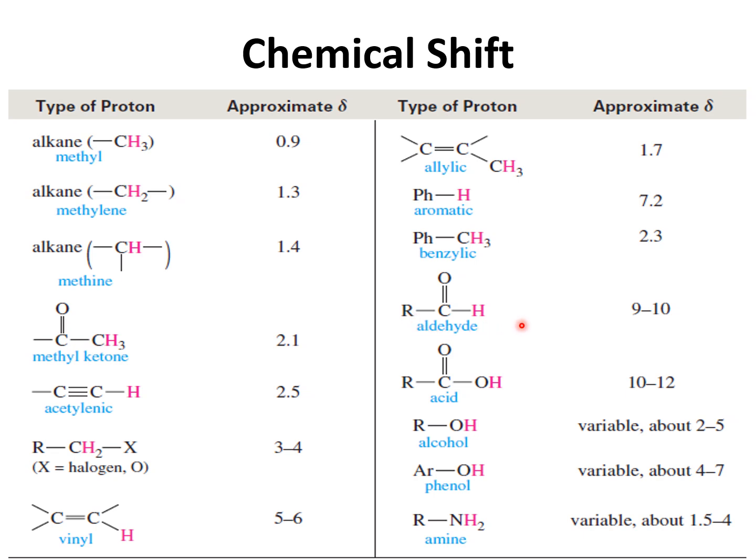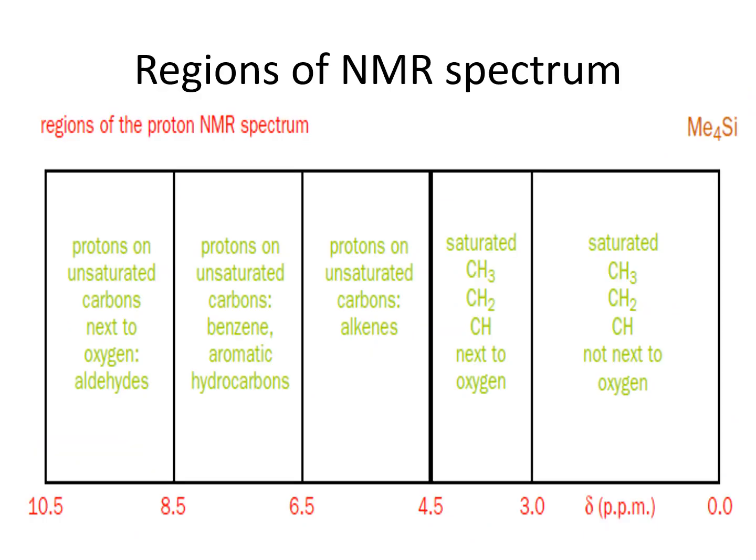Similarly, for aldehyde, you will always get a signal in the range of 9 to 10. For carboxylic acid, between 10 to 12. If we have alcohols or amines, then the value is variable between 2 to 5, for phenols 4 to 7, and for amines 1.5 to 4. So these are a few values which are beneficial for solving problems based on NMR.